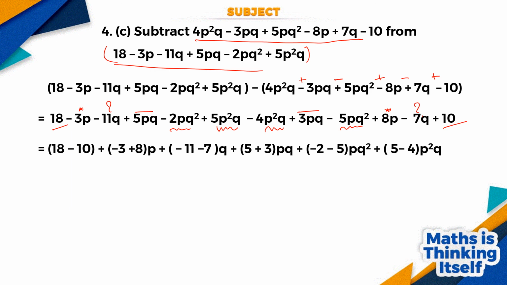Here both numbers are negative, so it becomes minus 18. 5 plus 3 is 8, minus 2 minus 5 is minus 7, and 5 minus 4 is 1. We don't write 1 in front of the variable when the coefficient is 1. So now look: 8 plus 5p minus 18q plus 8pq minus 7pq square plus p square q, which is our final answer.